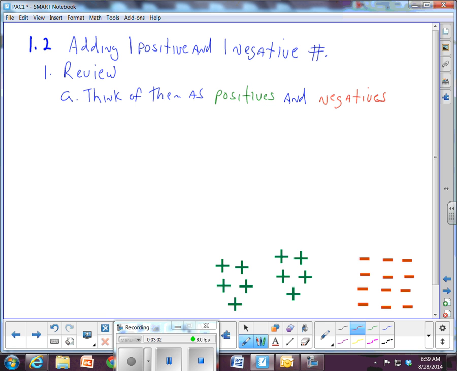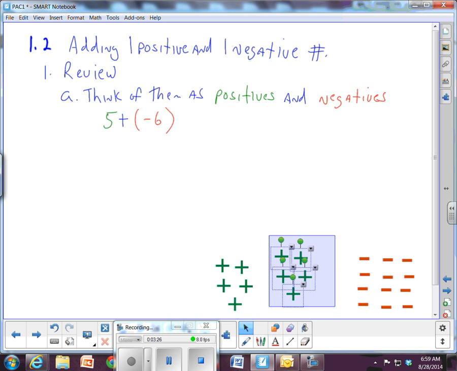So here's what I'm talking about. Let's suppose we had something like this. What if we had 5, and I'm going to write that in green, and I'm going to do a blue plus sign, and I'm going to use a parentheses here. A 5 plus a negative 6. All right, we're adding one positive and one negative number. Now again, I want you to think of them as positives and negatives.